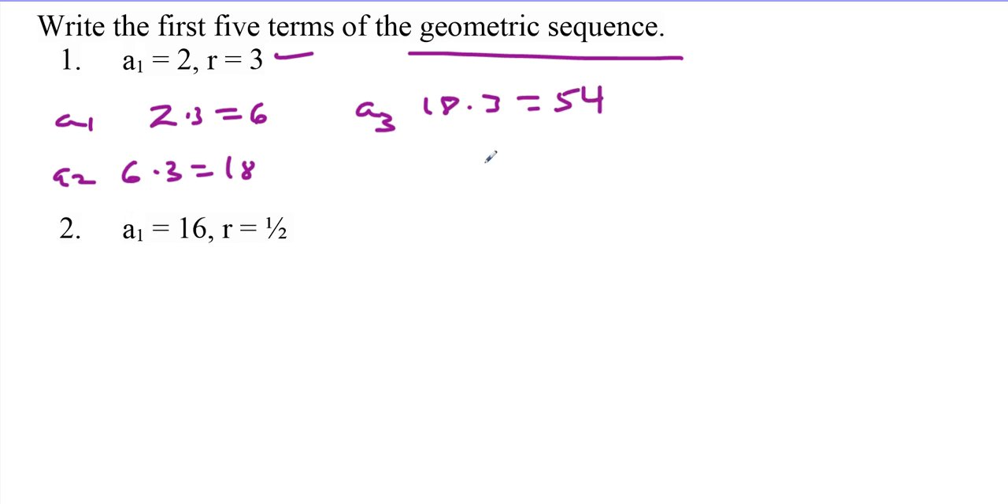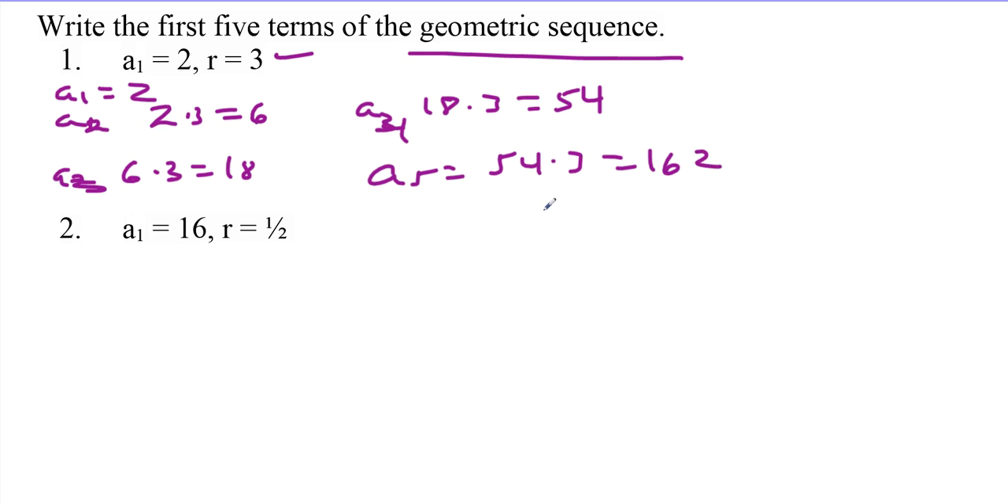So 18 times 3 is equal to 54. Oops, that's a sub 4. All right, I knew something was wrong. A sub 1, it was given. So a sub 2, a sub 3, and a sub 4. And a sub 5, we just do 54 times 3, which is 162.